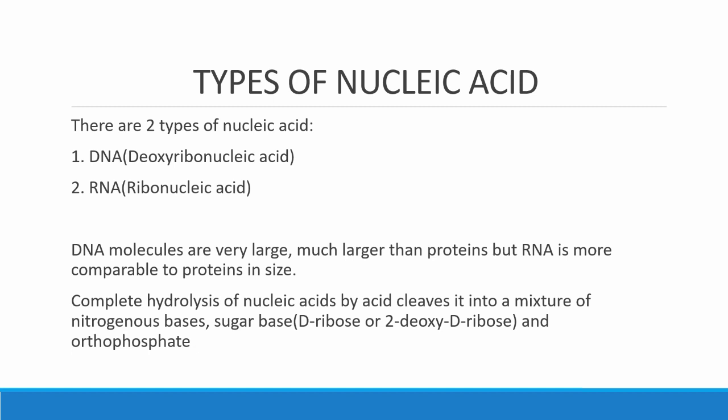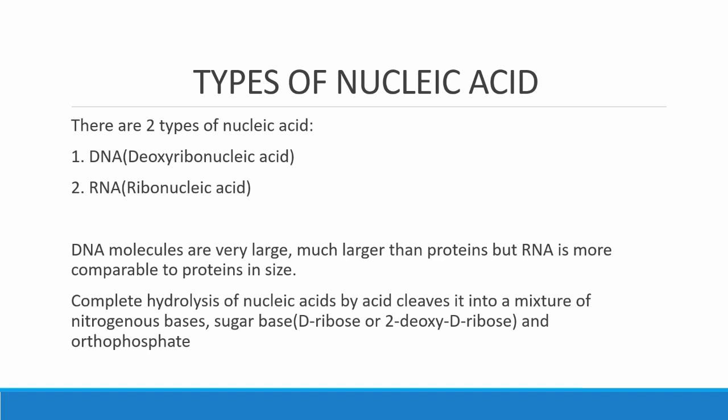For DNA, we have deoxyribose sugar as the sugar base, while for RNA we have just the D-ribose sugar. Those are the major differences between RNA and DNA. Complete hydrolysis of nucleic acid will give nitrogenous bases, sugar bases, and phosphate groups, because these are the components and constituents that make up the nucleic acid.